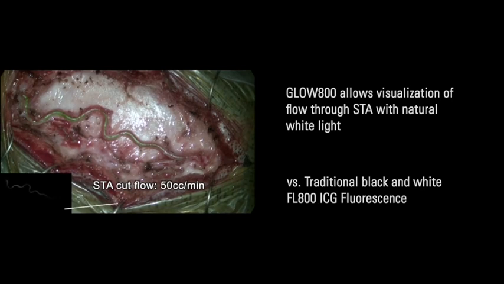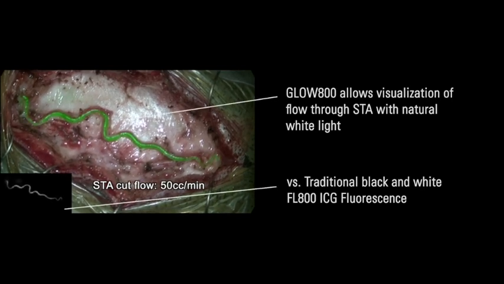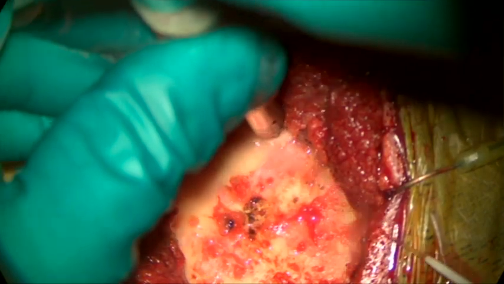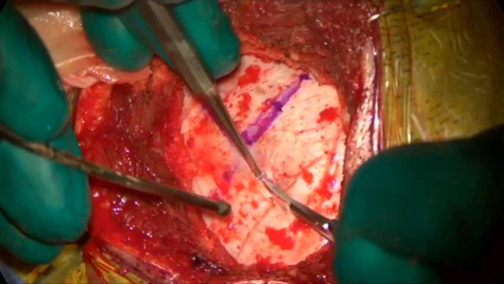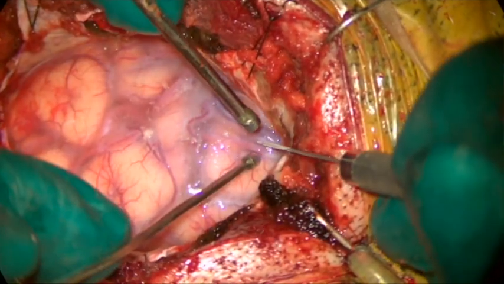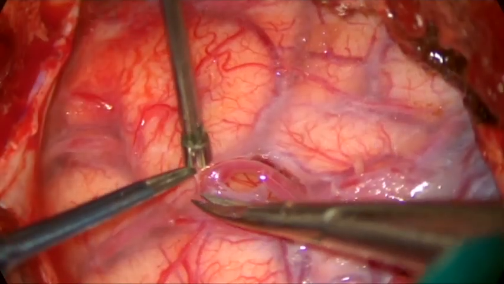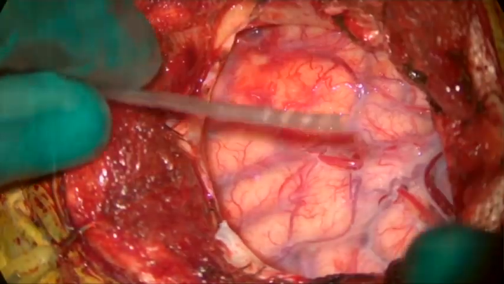I use the Glow 800 to visualize the STA, and I also cut the STA distally and measured the flow with a flow meter, and in this case it was 50 cc per minute. After performing the craniotomy and dural opening, I identify two recipient vessels.